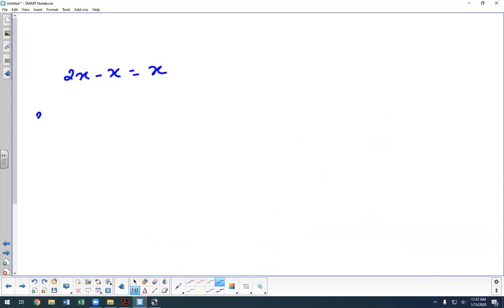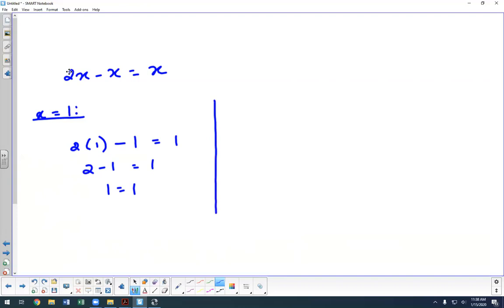So let's say if I want to use, we'll just keep it simple, x as 1, right? If I plug that into this equation, I will have 2 times 1 minus 1 equals 1. 2 times 1 is 2. 2 minus 1 is 1. I get the same value on both sides, right?